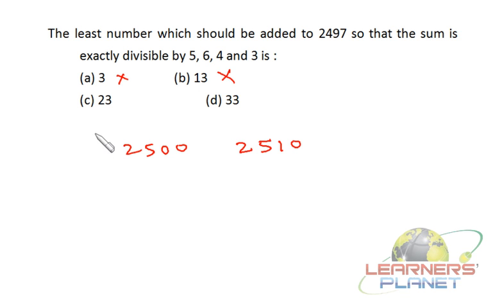Now we come to 23. So the sum will be 2520. Now it is divisible by 5. It is divisible by 4 and 5, 6, 7, 8, 9. That means it is divisible by even 3. So it is divisible by all of them. So 23 will be the right choice. No paperwork is required. Okay.